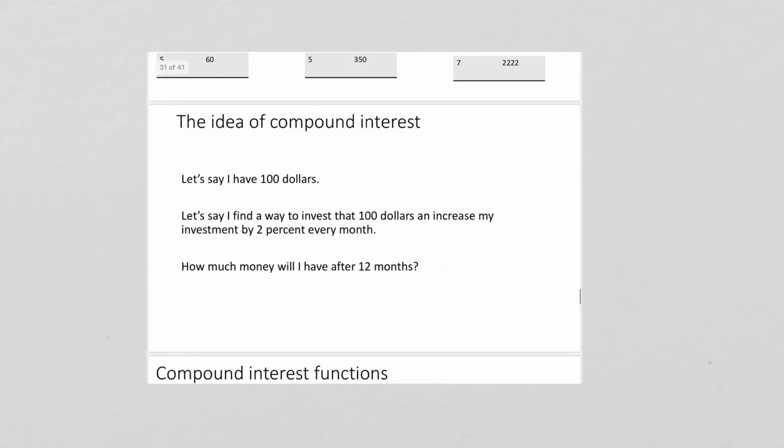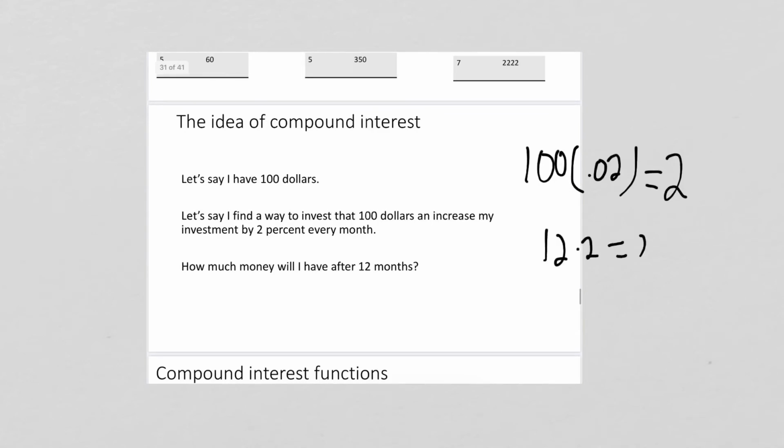Well, first we should figure out how much we're increasing by, right? So if I'm increasing by 2%, well, what is 2% of 100? Okay, 2% of 100 is just equal to 2, right? So I'm gaining $2 in that first month by gaining 2%. So your brain might think that after 12 months then, I'm just going to gain 12 times 2, which is $24, okay?